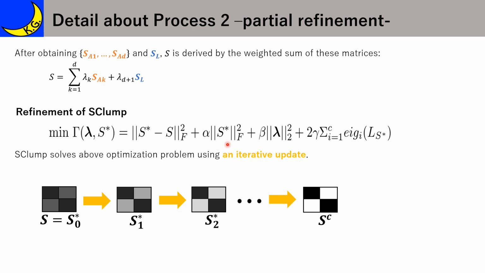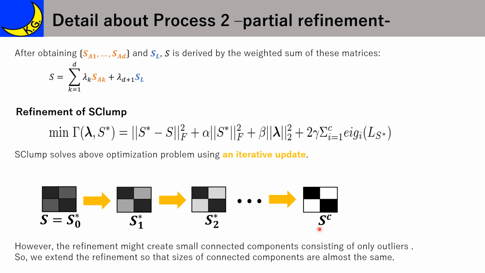SClump solves this optimization problem using an iterative update approach. In each iteration, SClump updates one variable, while the remaining variables are fixed. When the variable to be optimized converges, SClump finishes the iterative update. In this refinement process, two small connected components, which consist of only outliers, might be created. Then, we extend the refinement to make the sizes of connected components almost the same.